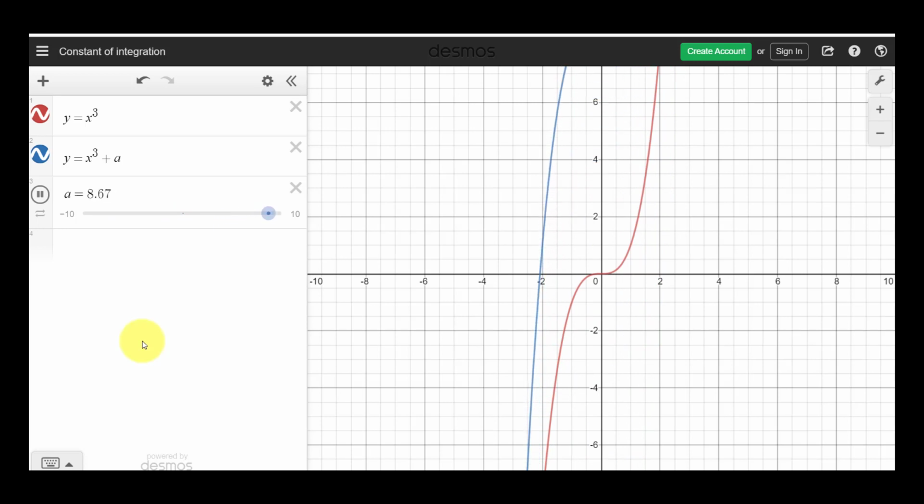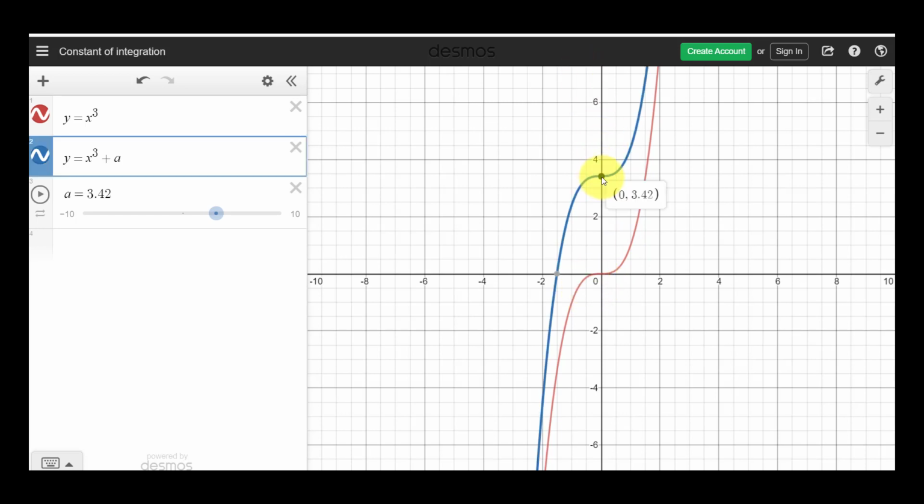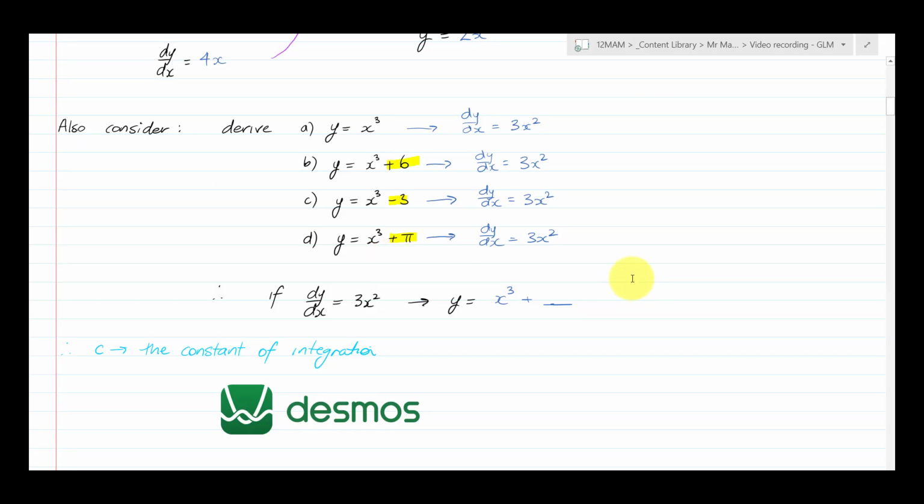And so it's really important to recognize that differentiation with a constant produces the rate of change function irrespective of that constant. And so therefore when we integrate, it could be this x cubed graph that has a constant value of 0, or it could be this x cubed graph that has a constant value of 3.42. It could be a whole range of different things. So we just don't know what that constant is. Anyway, let's carry on.